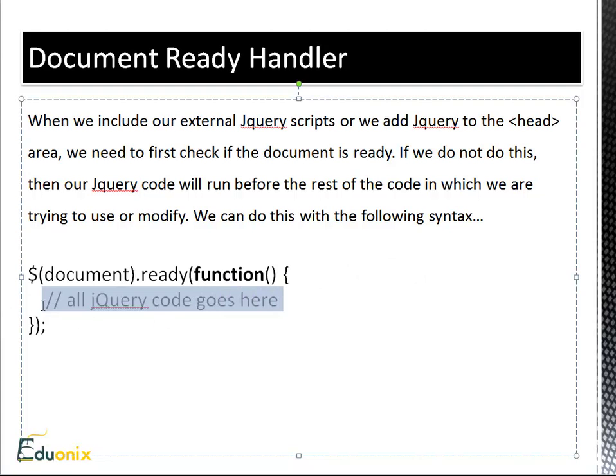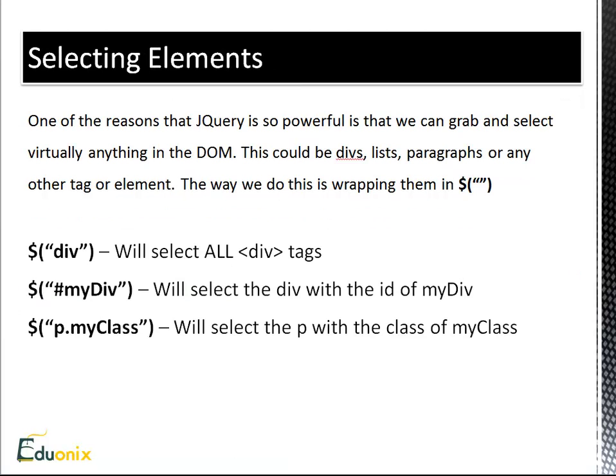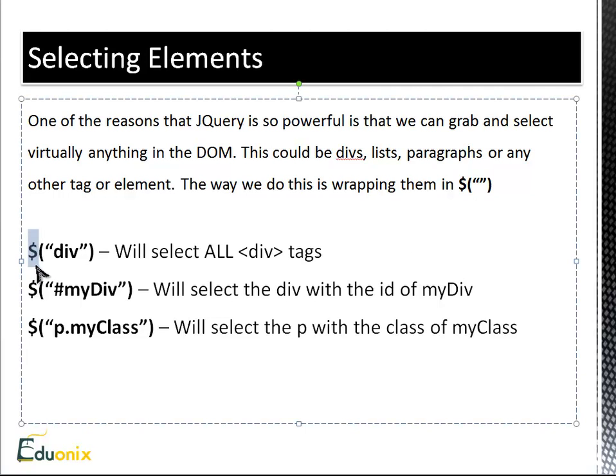Alright, so I hope that that's understandable. Selecting elements. One of the reasons jQuery is so powerful is that we can grab virtually anything in the DOM or on the website, the browser, whatever you want to call it, and we do this with selectors. And a selector is a jQuery or a $, and then some parentheses with whatever you want to grab in the middle. So this, for instance, will grab all div tags on the page.